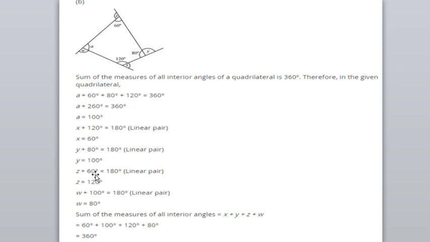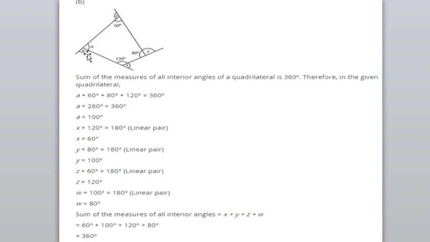Then next, Z plus 60 degree equals 180 degree, because Z and the 60 degree angle are in linear pair. We keep Z as it is and transfer 60 to the other side, that is Z equals 180 degree minus 60 degree, which equals 120 degree.